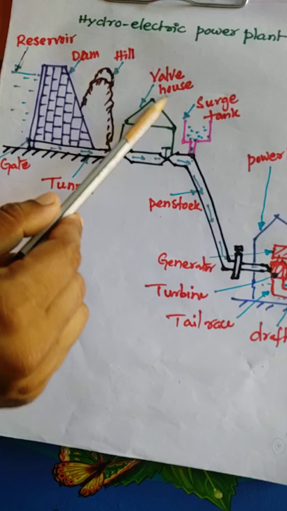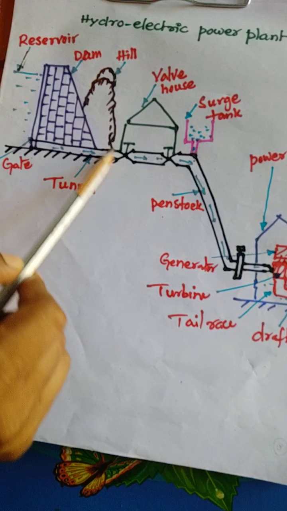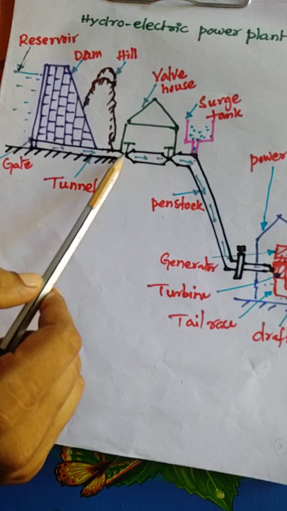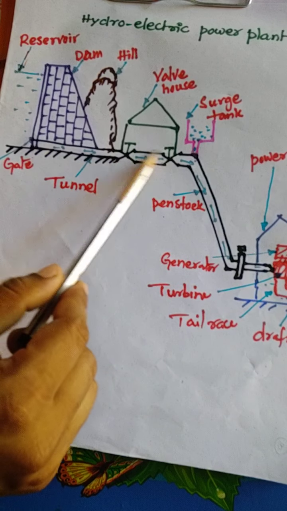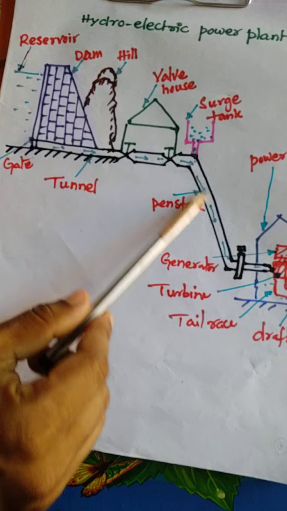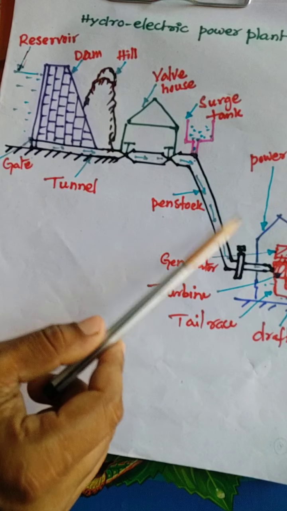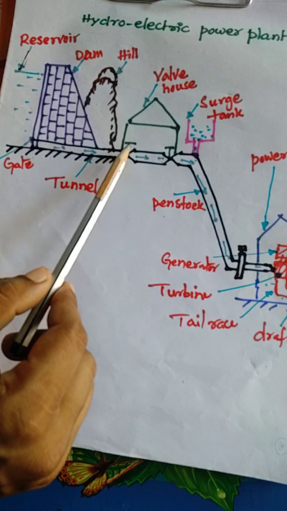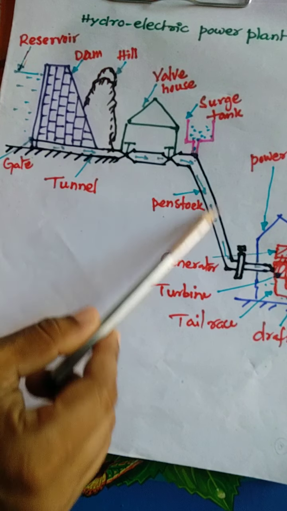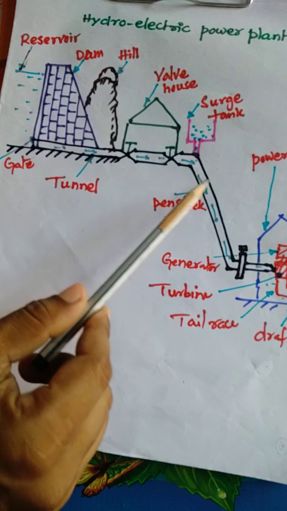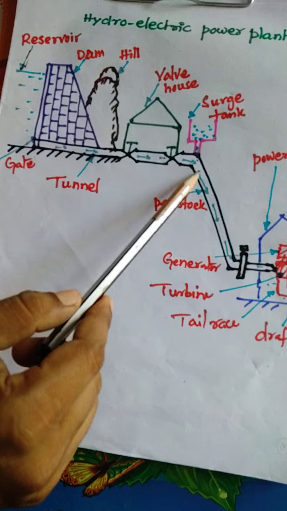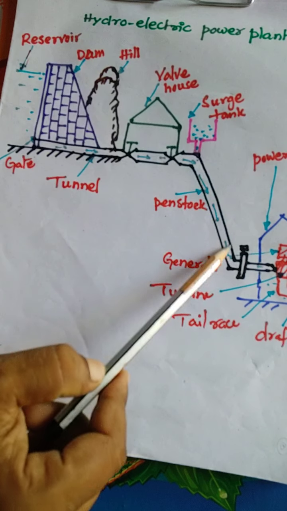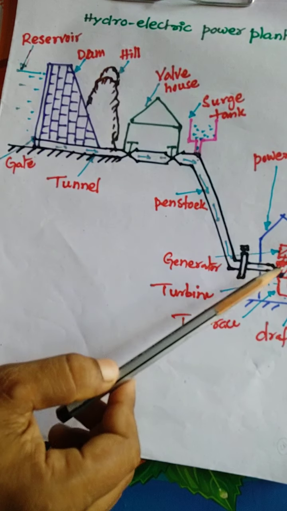And here the valve house is there, and this valve house is maintained in order to regulate the water supply to the penstock, because the production depends on the quantity of supply to the turbine. That is very important. That is why these valves are used to regulate the water flow into this pipe.